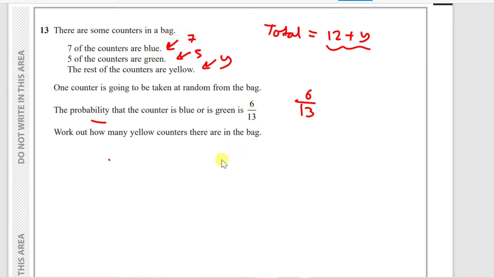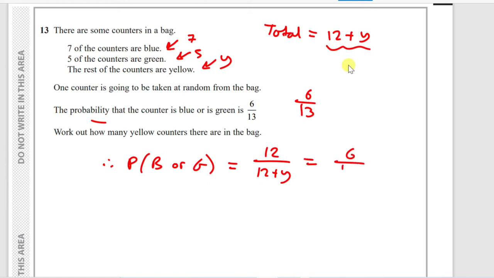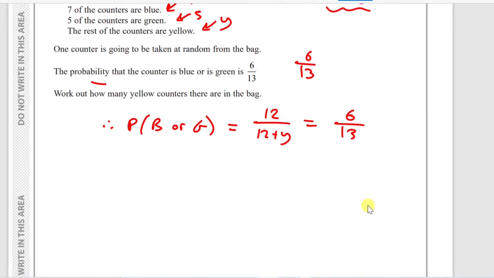So we could say the probability of taking blue or green is, from our understanding, we have 12 of them. Of what? The total: 12 plus y. And that's supposed to apparently equal 6 over 13. Now here's a nice, cool way of looking at this. We've got 12 over 12 plus y and 6 over 13. Why don't we just go ahead and make them the same?